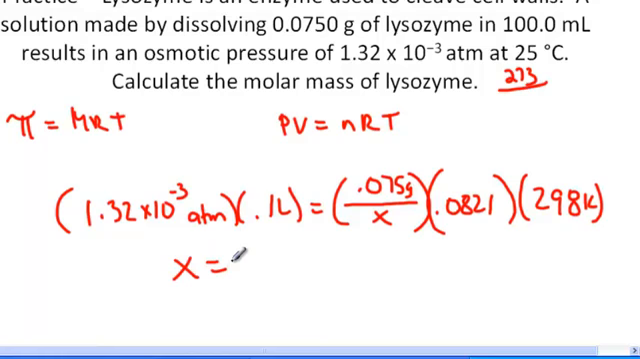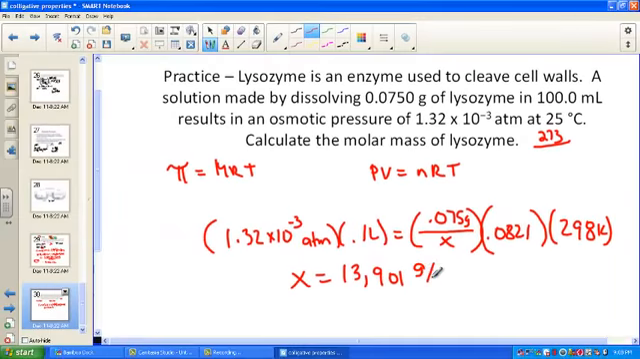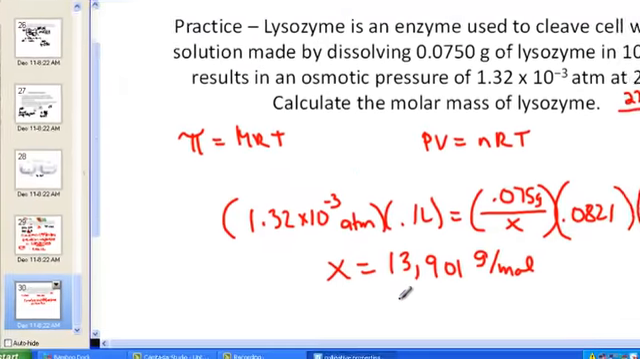0.075 times 0.0821 times 298 Kelvin divided by 1.32 E negative 3, divided again by 0.1. We got 13,901 grams per mole. The formula weight of an incredibly large enzyme, thousands and thousands of atoms long, not an uncommon weight.